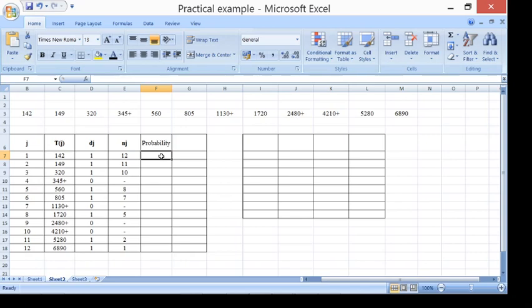Therefore, out of 12, 11 components were able to go beyond 142 and one component was unable to go beyond 142. So failure chances at 142 will be 1 divided by 12, and the probability of success, the probability of going beyond 142, will be 1 minus 1 upon 12. So it will be simply 1 minus dj upon nj.